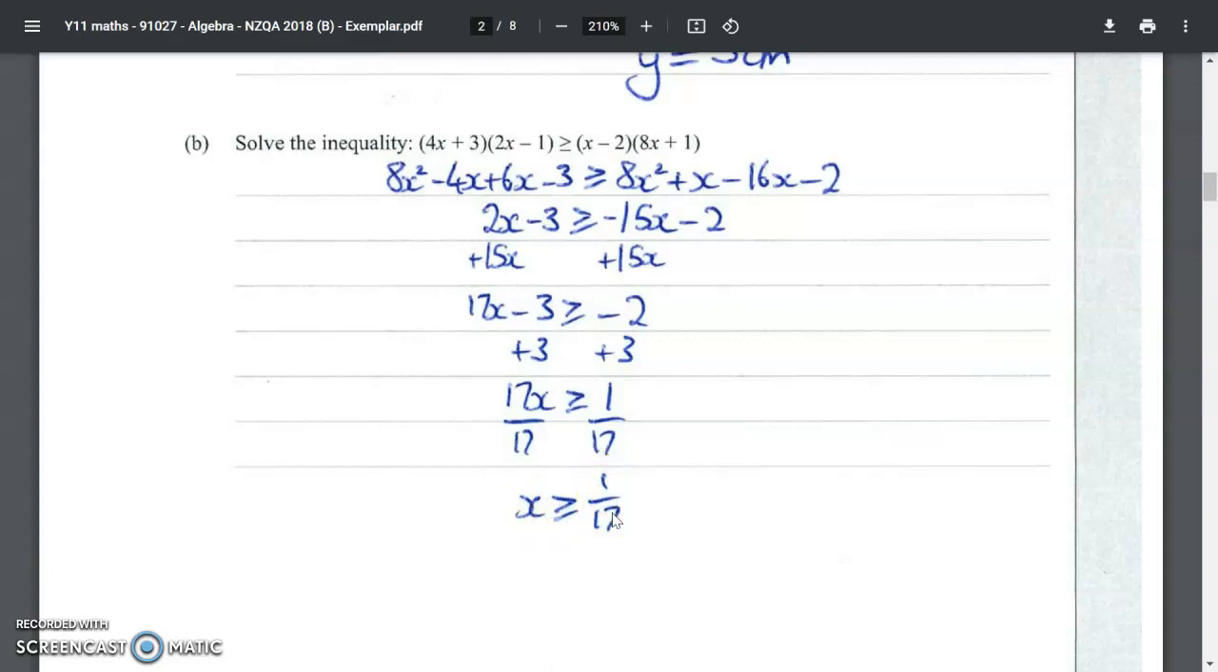So just follow the same process as if it was solving for an equation. But instead of writing an equal sign, you've got the inequality sign.